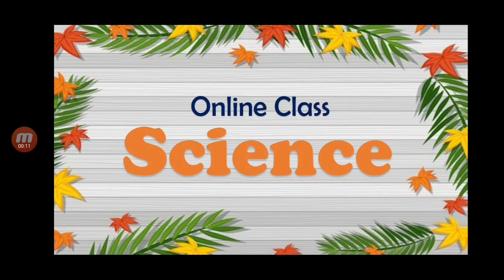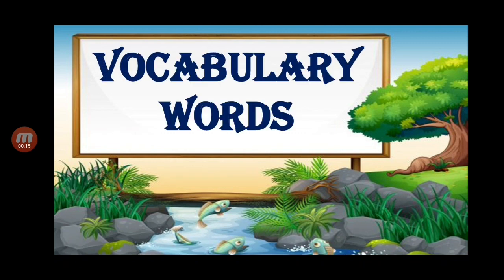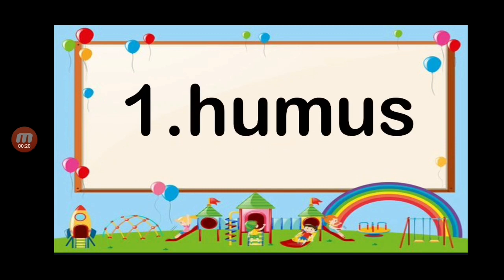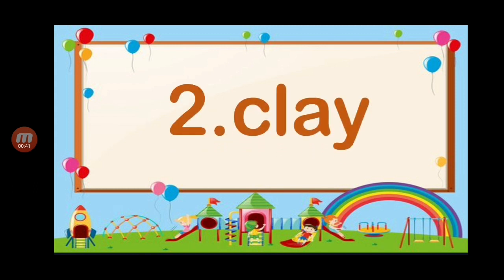Okay, now before we proceed, let's first have our vocabulary words. Here are our three vocabulary words. Number one, everybody repeat after the teacher: humus. Everybody, humus. Let us spell the word humus. H-U-M-U-S, humus. Very good.